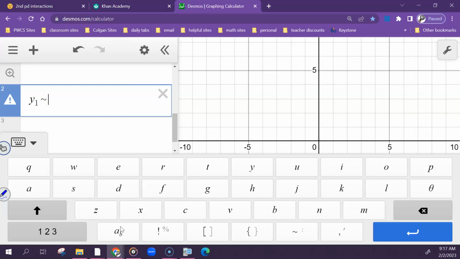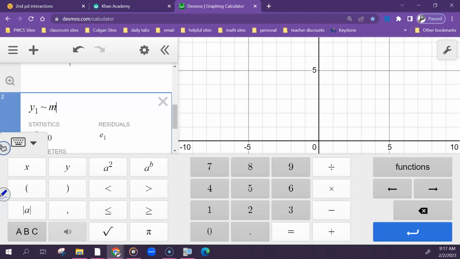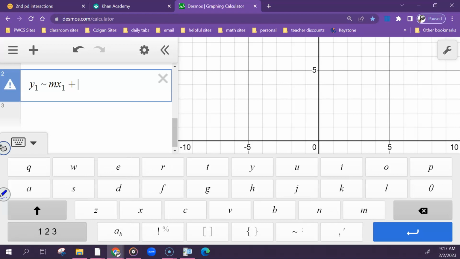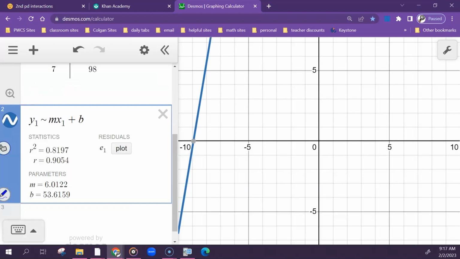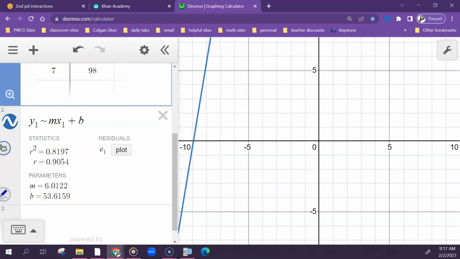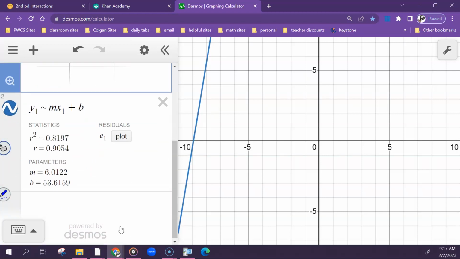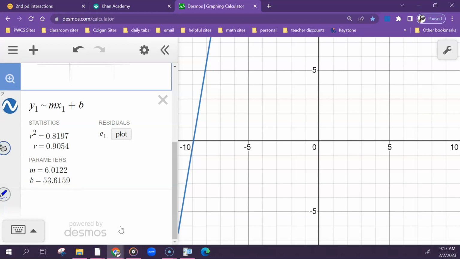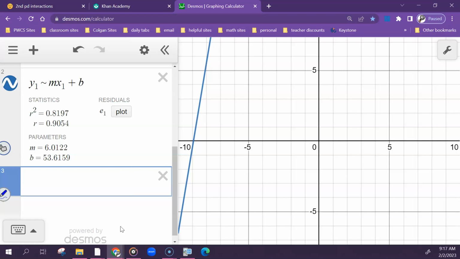And what's nice about this is it's going to be the same as our slope intercept, except a little different. It'll be mx1 plus b. So it'll look similar to our slope intercept form, but it has y1 and x1 because our table had x1 and y1. From there, it'll give you what your slope is, what your y-intercept is. Write that in the next line. Use all the decimals.